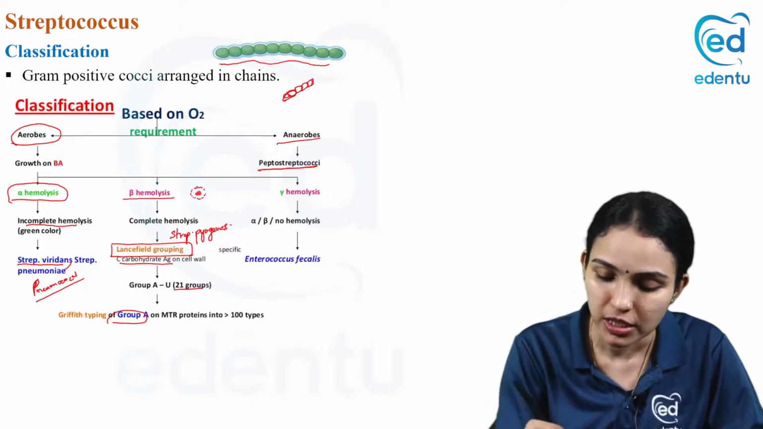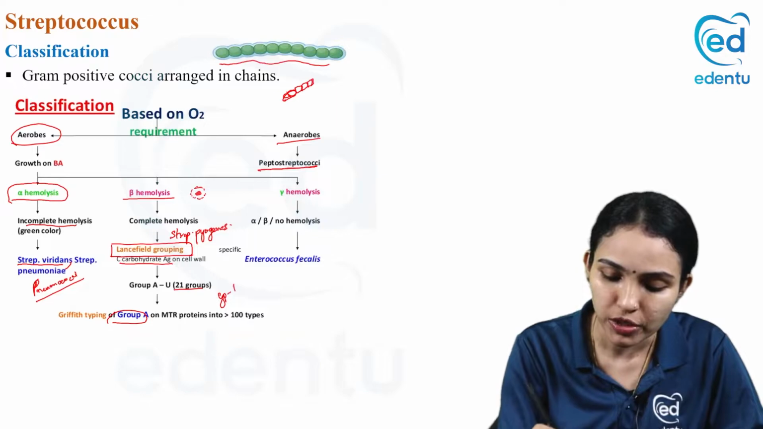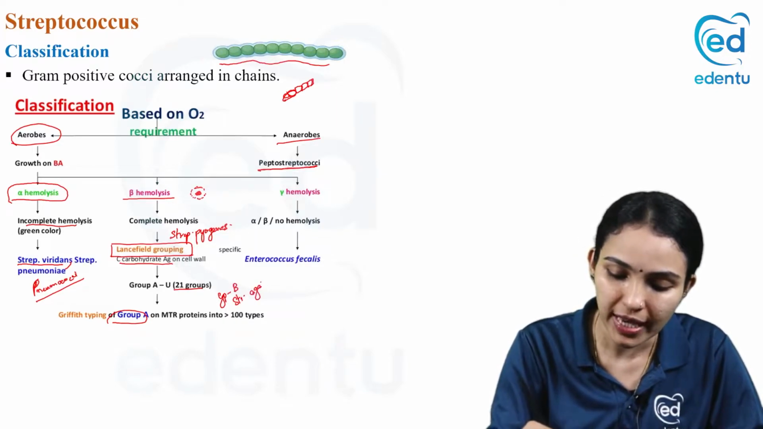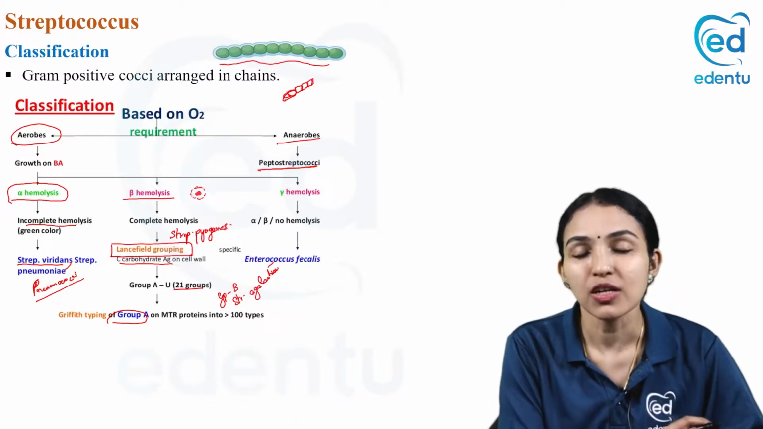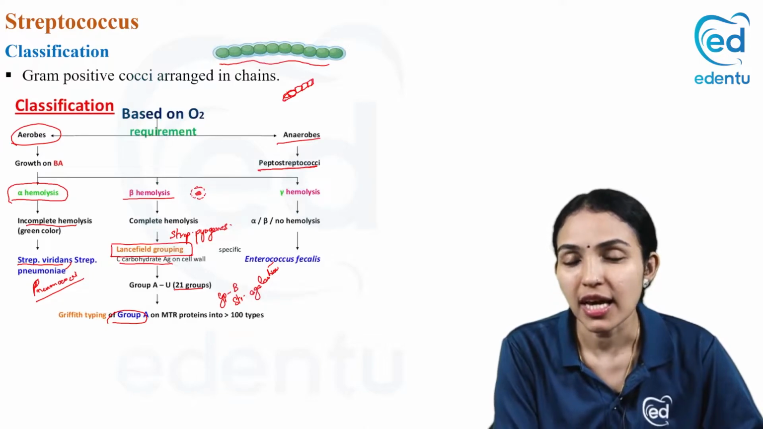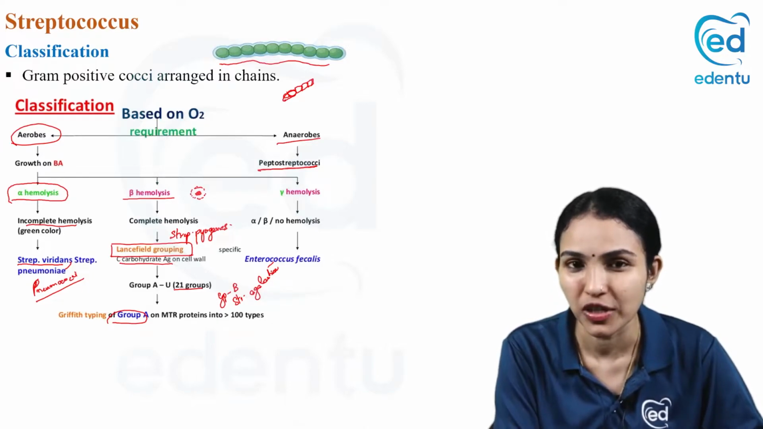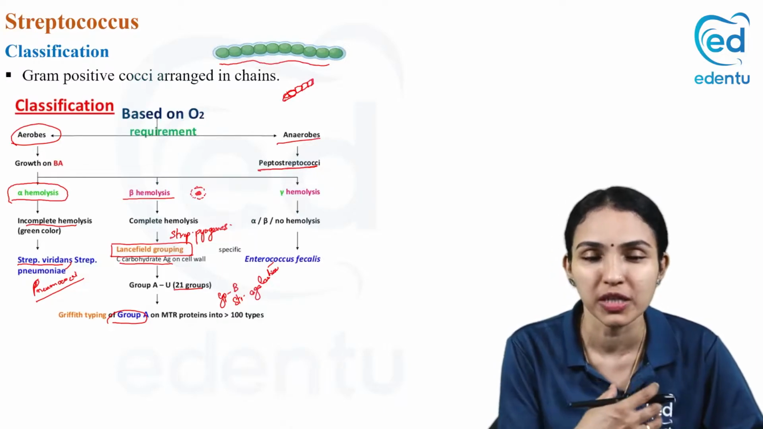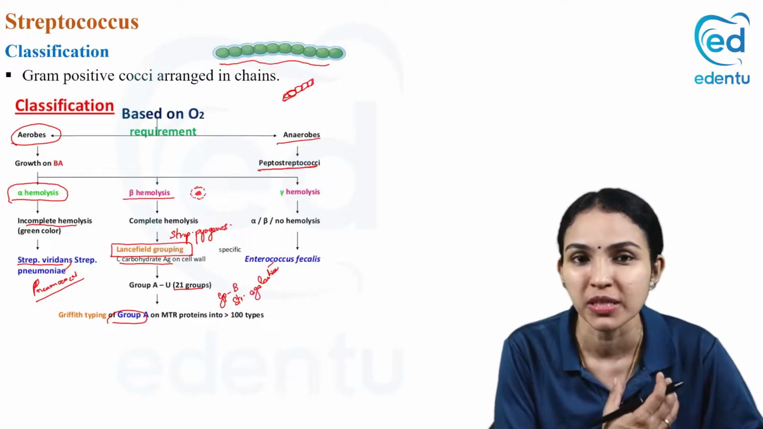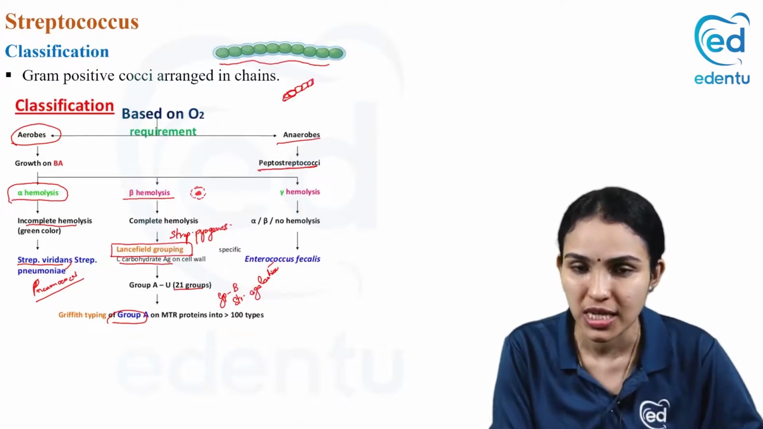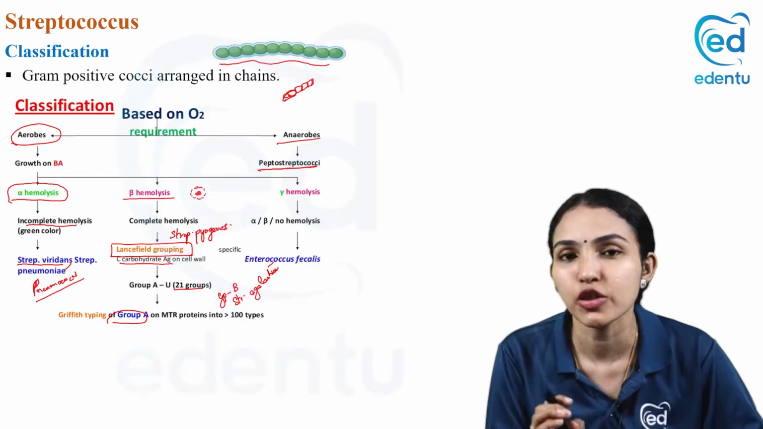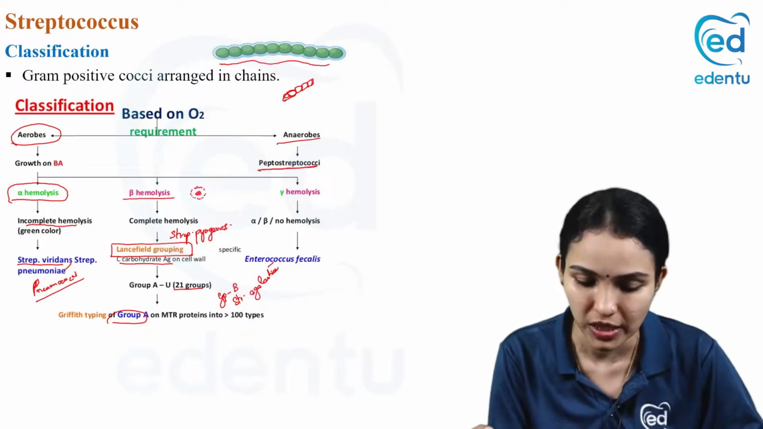Actually, there are different other groups, and another important group is Group B, which includes Streptococcus agalactiae. Agalactiae is seen as a commensal over the female genital tract, and it can occasionally cause neonatal sepsis. It can affect young neonates, who can acquire the infection from the mother's genital tract during delivery, and it can lead to neonatal sepsis. That is Streptococcus agalactiae, which comes under Group B of Lancefield classification.